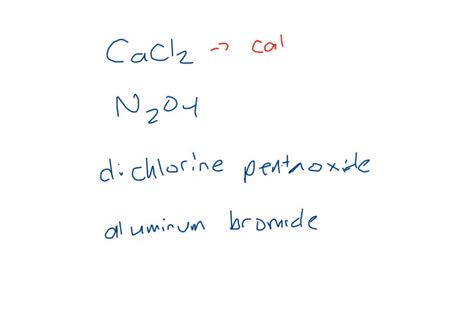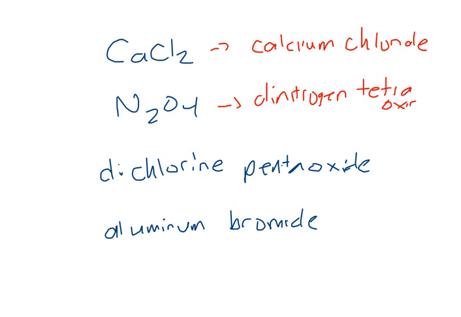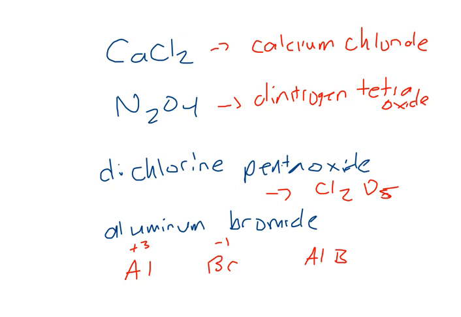CaCl2 is called calcium chloride. N2O4 is called dinitrogen tetraoxide. Do you know how to go from formula to words? Or if I give you words, can you tell me that this is Cl2O5? Okay, we've got to practice then, that's all. Or for this next one here, aluminum bromide, do you know that aluminum is a +3 charge? Bromine is a -1 charge. Therefore, for them to fit together, the formula has to be AlBr3.